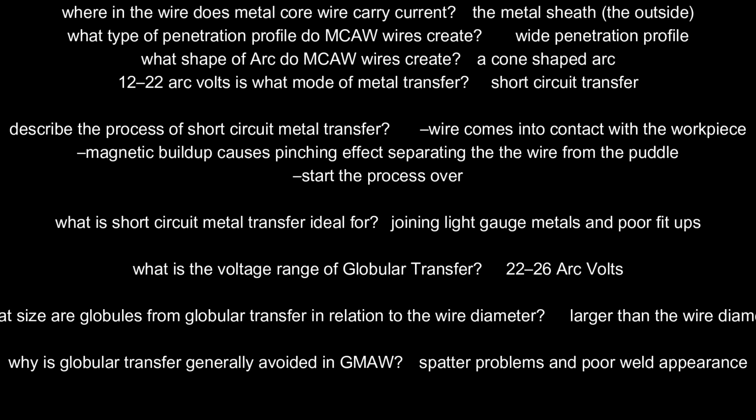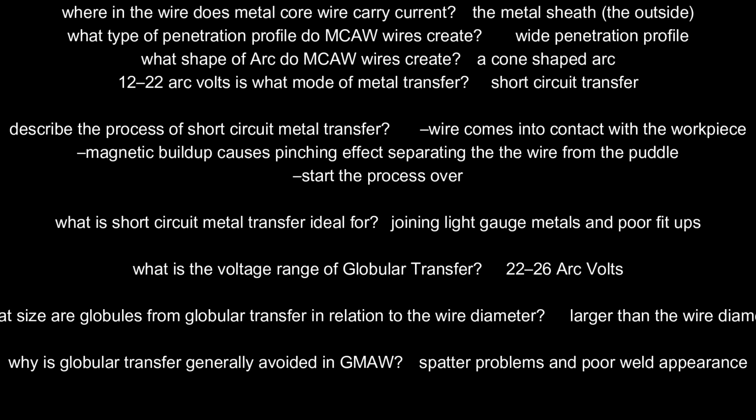12 to 22 arc volts is what mode of metal transfer? Short-circuit transfer. Describe the process of short-circuit metal transfer. Wire comes into contact with the workpiece. Magnetic buildup causes a pinching effect, separating the wire from the puddle. Start the process over. What is short-circuit metal transfer ideal for? Joining light gauge metals and poor fit-ups.